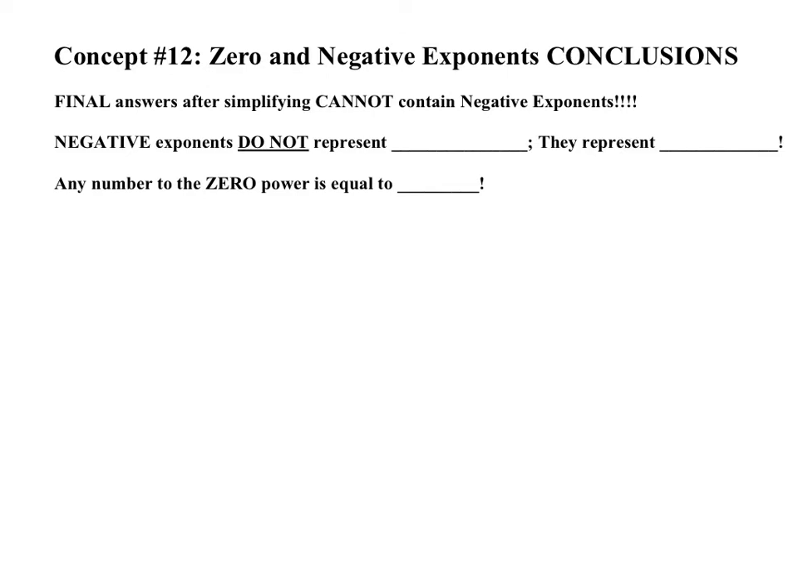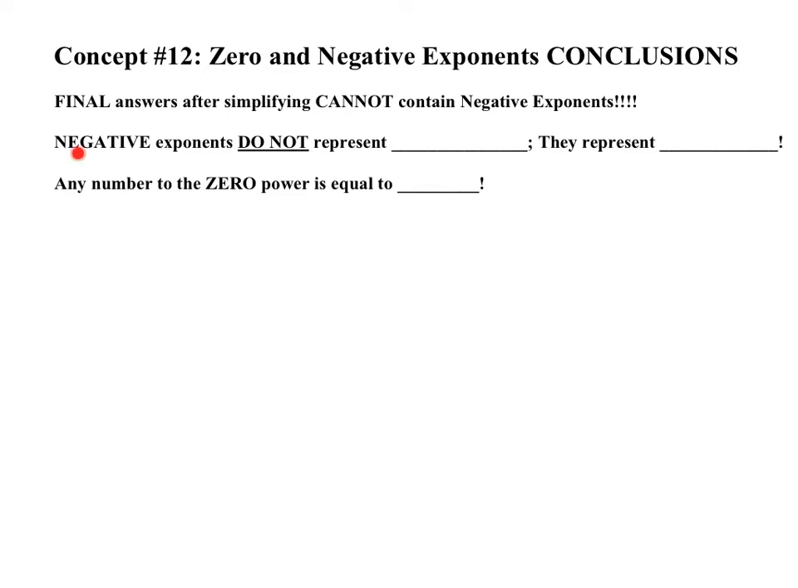First of all, the reason that we do stuff with zero and negative exponents is because your final answers after simplifying can't contain negative exponents. The only time you're allowed to actually have negative exponents in your answers is if we're doing scientific notation. And in this case, we're going to go over some problems where they're not in scientific notation, okay?